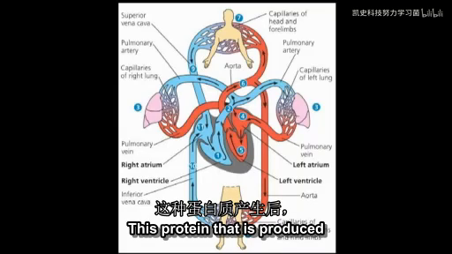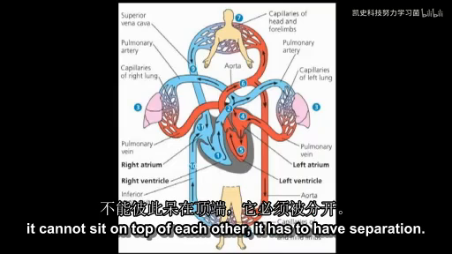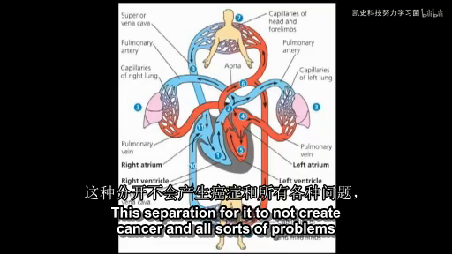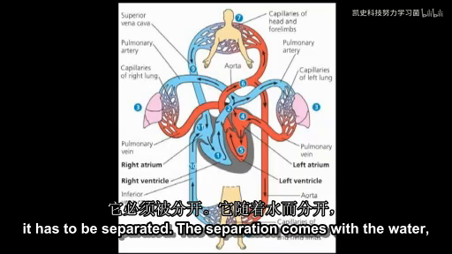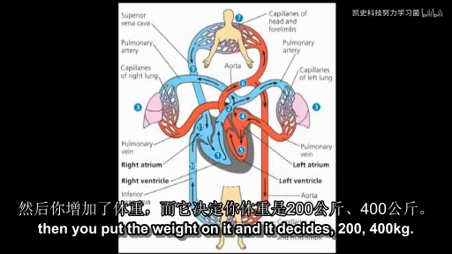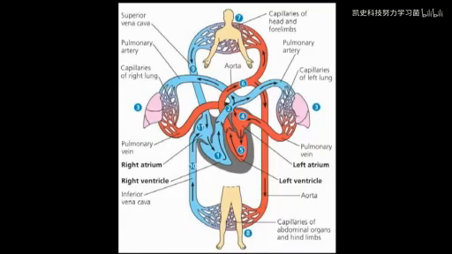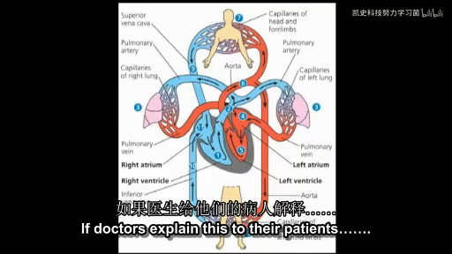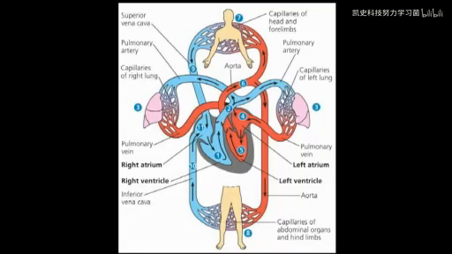These two are going to the chain of protein which is produced. And then, when the protein is produced, it cannot sit on top of each other. It has to have separation. That separation, for it not to create cancer or all sorts of problems, has to be separated. The separation comes with the water. So it has to hold water to keep the cells separate. Then you put on weight and you go size 200, 400 kilogram. If the doctors can explain this to their patients, to the people who see them, they won't be there.